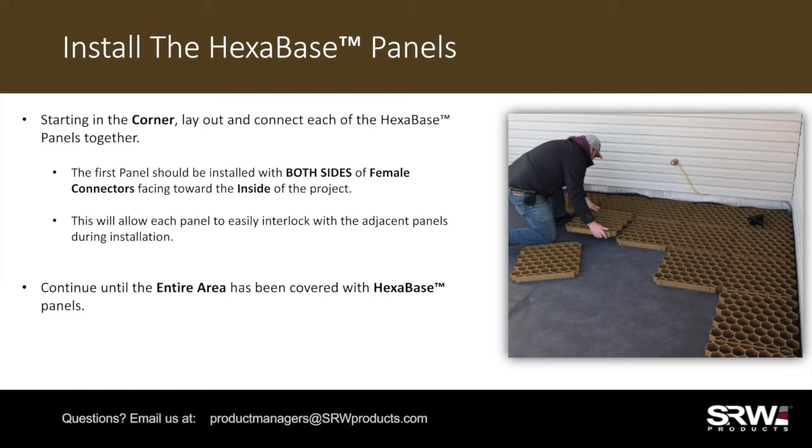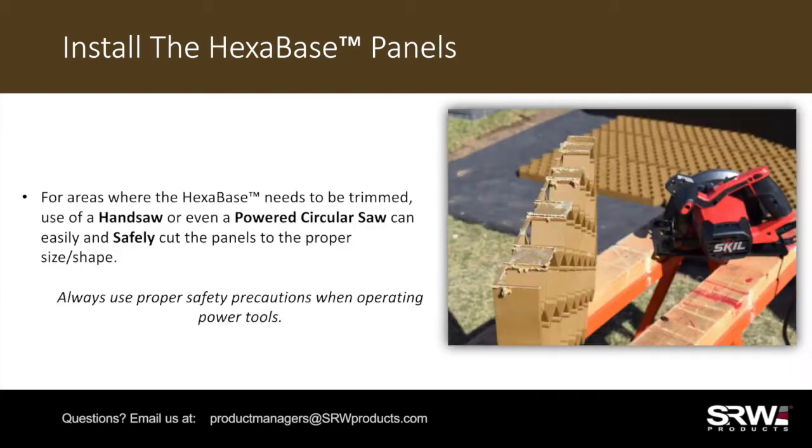To install the HexaBase panels, simply start in the corner of the project, laying out and connecting each of the panels together as you go. The first panel installed should have both sides of the female connectors facing towards the inside of the project or where the next panels will be joined. Placing the first panel properly will allow each additional panel to easily slide in and interlock with the adjacent panels during installation. Continue until the entire excavated area has been covered with HexaBase panels.